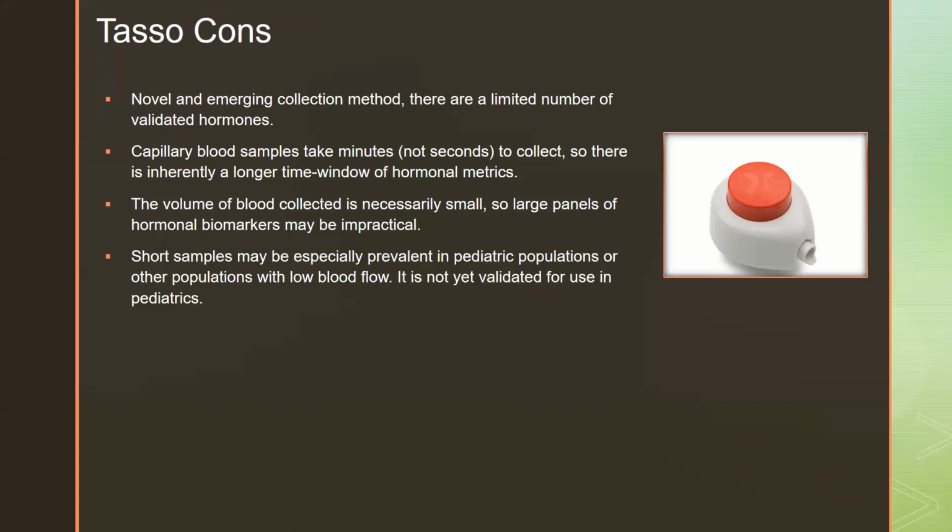Short samples may be especially prevalent in pediatric populations or other populations where a person has low blood flow. As opposed to a thumb, where you can just pinch it and get the blood flowing and onto your DBS, you might have some error, you might not get as much blood as you think, and there's really no way that you can tell until you get it back in the lab. And it's yet to be validated for use in pediatrics. Again, think about populations with low blood flow.